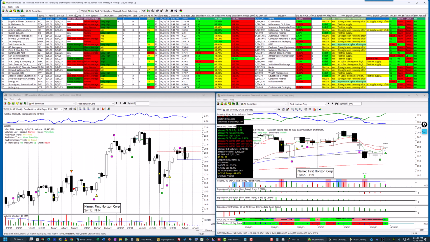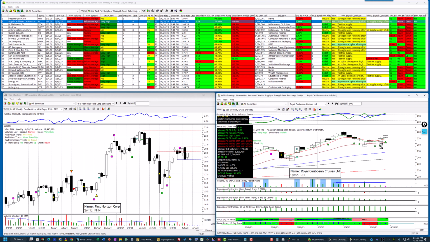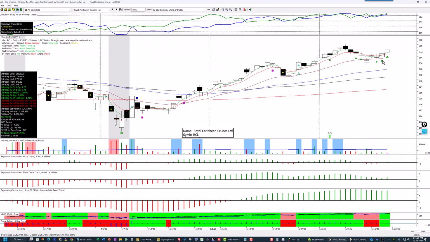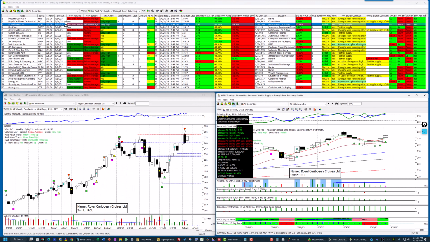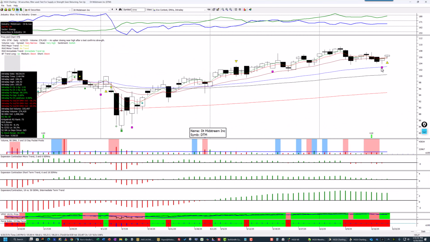Okay, let's try Caribbean. You can see that yesterday, I'll bring it up full screen, this appeared strength seen returning after a downtrend, and it's following through today. DT Midstream, it had a low volume test and a confirmation of that test. These are all with the fan up.